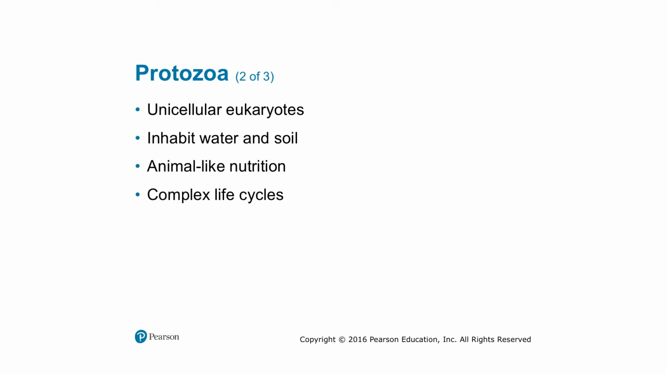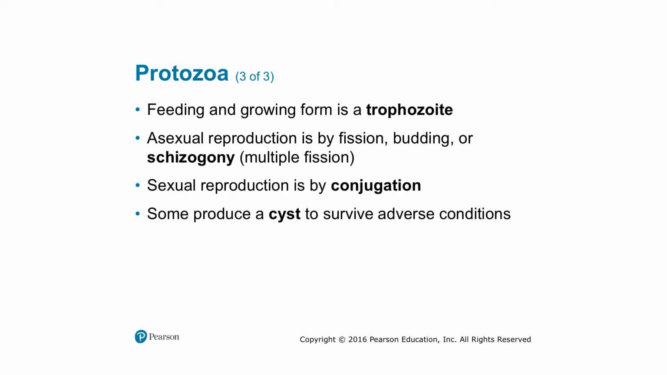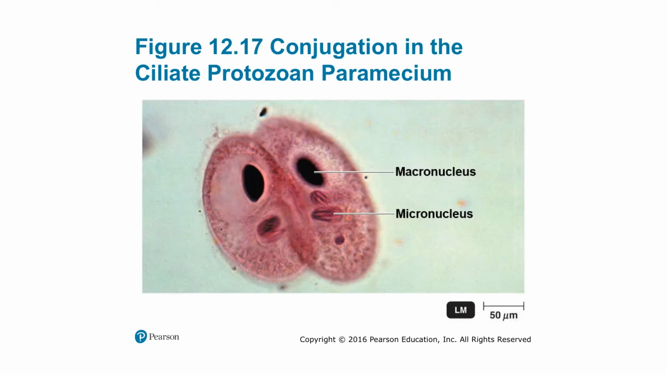So protozoa are unicellular eukaryotes, which means they are one-celled organisms and they have a nucleus. They inhabit water and soil, and they have animal-like nutrition. They have very complex life cycles as well. And so the feeding and growing form is what we call a trophozoite. Asexual reproduction is by fission, budding, or schizogony, which is multiple fissions. And sexual reproduction is by conjugation. Some of them will produce a cyst to survive adverse conditions.